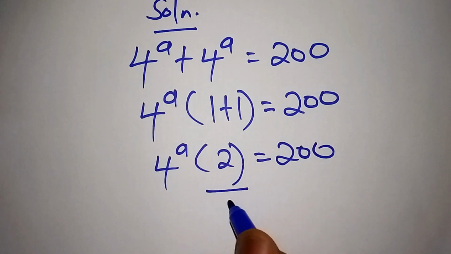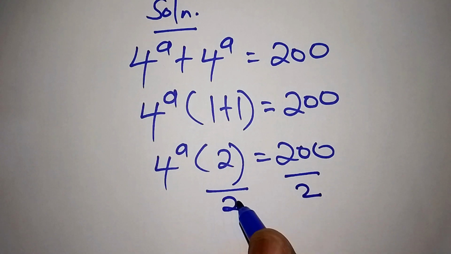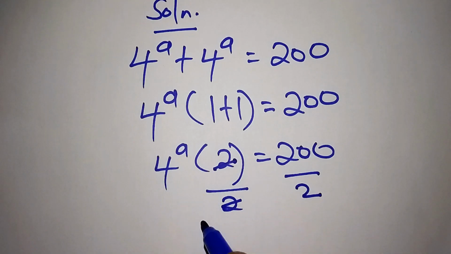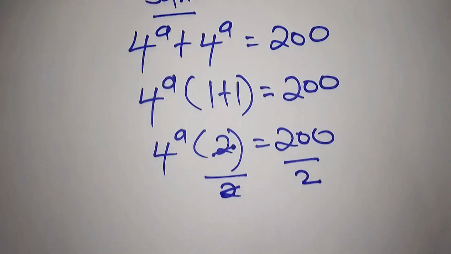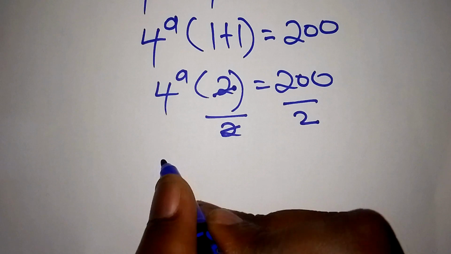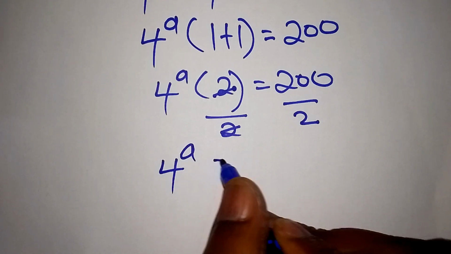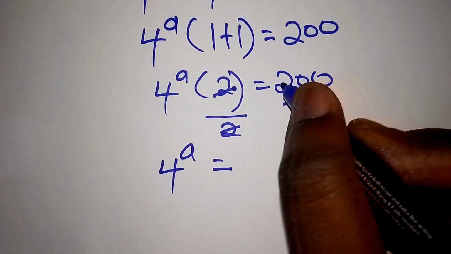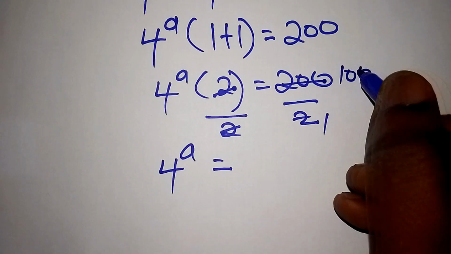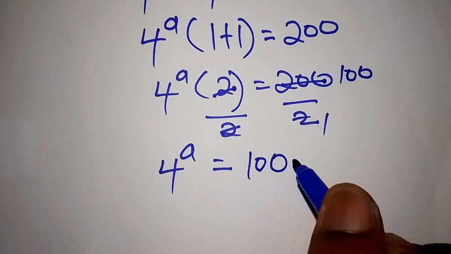From there we shall divide both sides by 2. So the 2 by 2 shall cancel. Now we shall remain with 4 to the power of a. So now our 4 to the power of a is equal to, 2 into 200 is 100. So it is equal to 100.